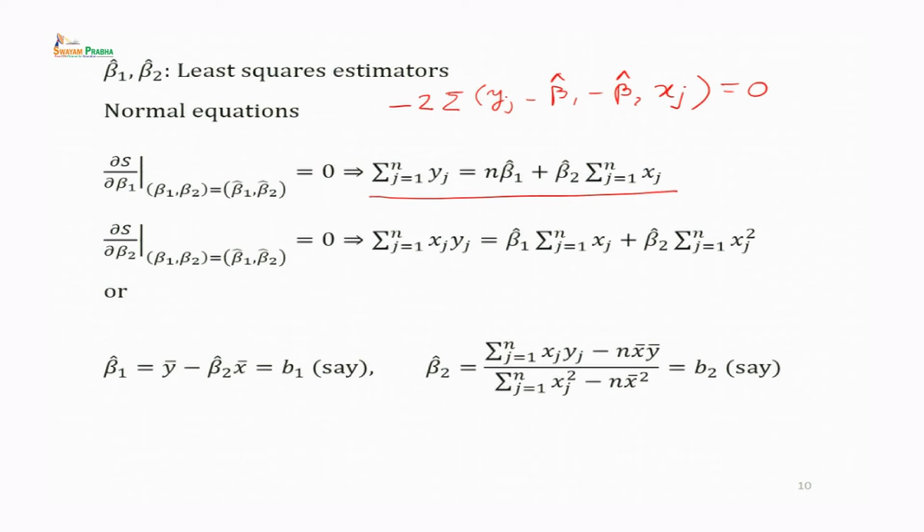Now, you can easily solve these two normal equations, and the final expressions for beta 1 hat and beta 2 hat are: beta 1 hat equal to y bar minus beta 2 hat x bar, which you get from here. Just divide both sides by n, and then you solve it for beta 1 hat. Y bar is the mean of y j's, x bar is the mean of x j's. Similarly, you can obtain beta 2 hat also. We write beta 1 hat equal to b 1, beta 2 hat equal to b 2.